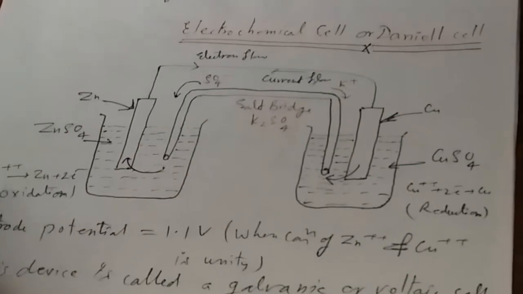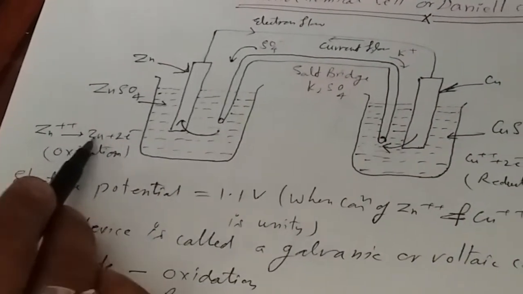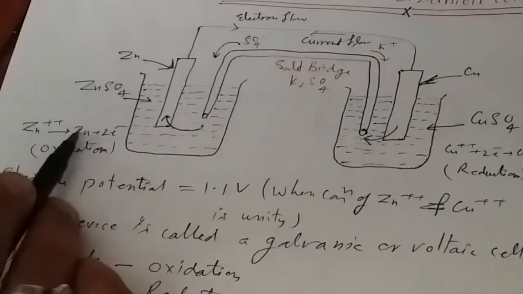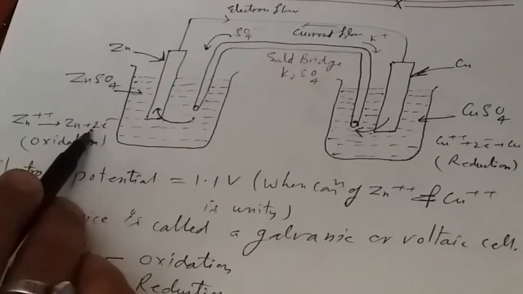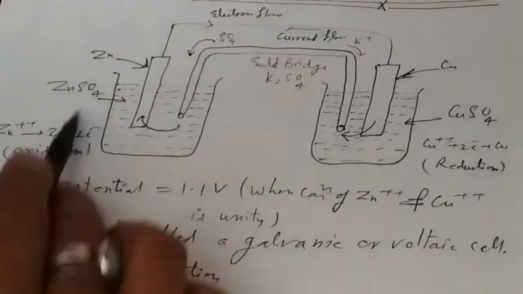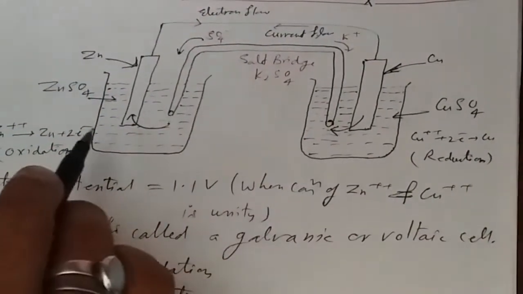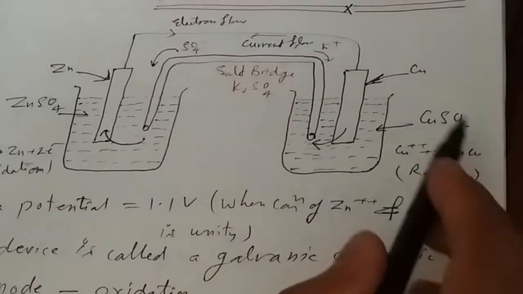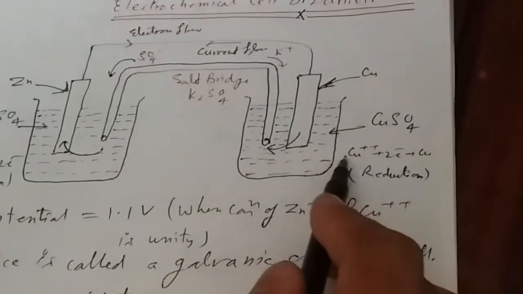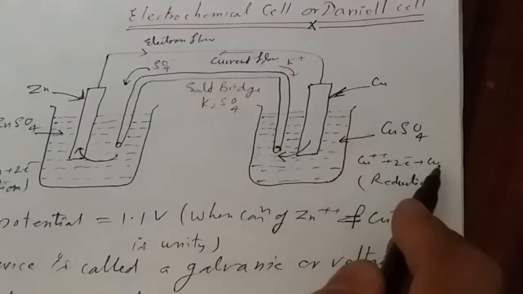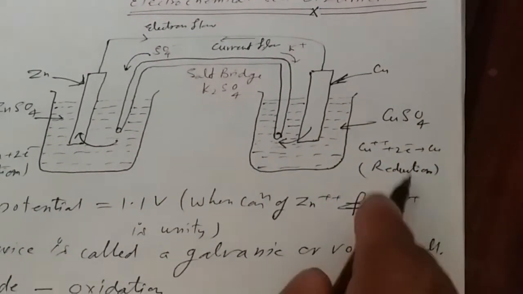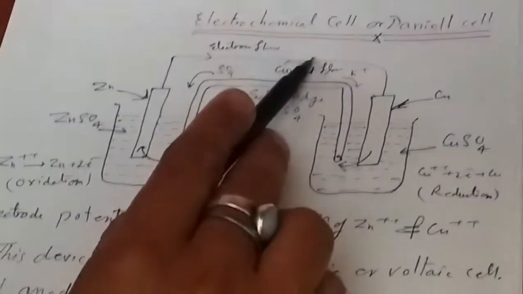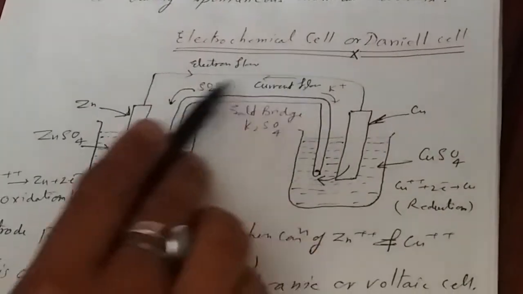In case of zinc sulfate, zinc will dissociate. Zinc converts into zinc ion, providing 2 electrons. This occurs in this solution, and this is the oxidation part. Similarly, in the reduction part, copper sulfate will dissociate and copper ion will take 2 electrons and convert into copper in the form of reduction. This is the copper electrode, this is the zinc electrode, and this is the electron flow in this way and current flows in this way.